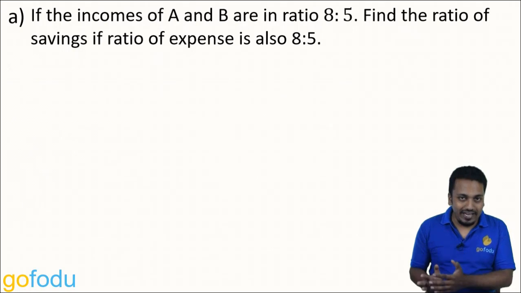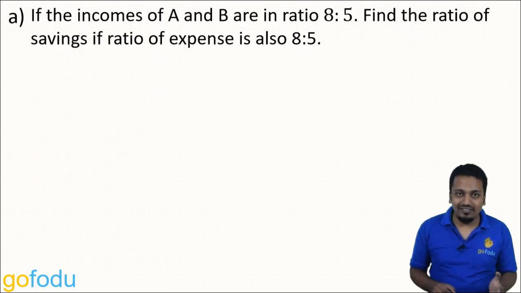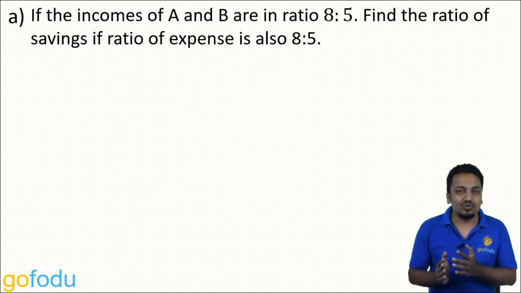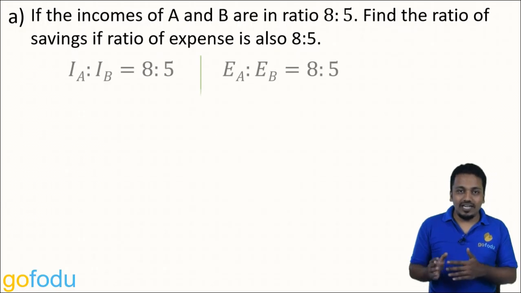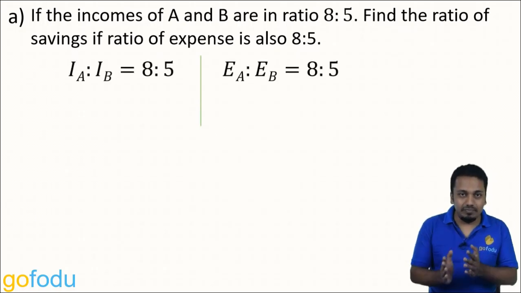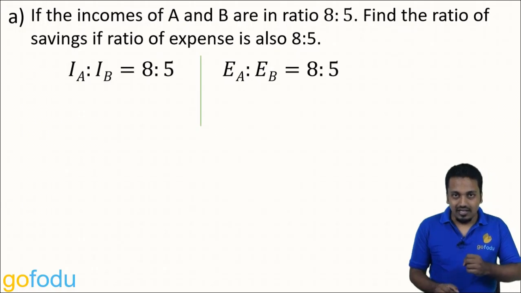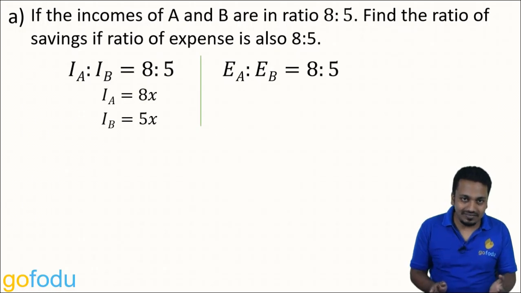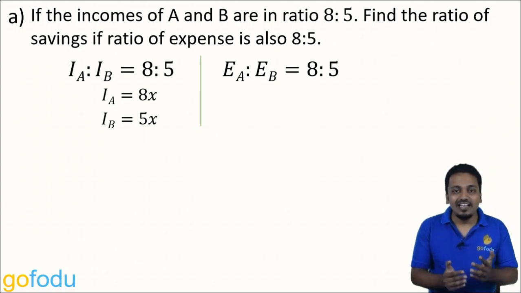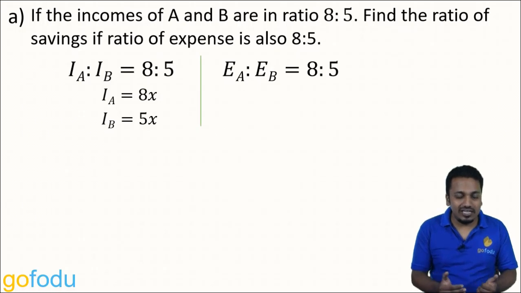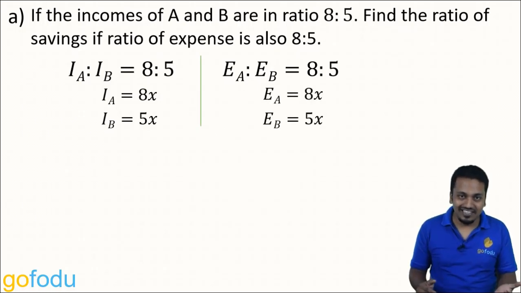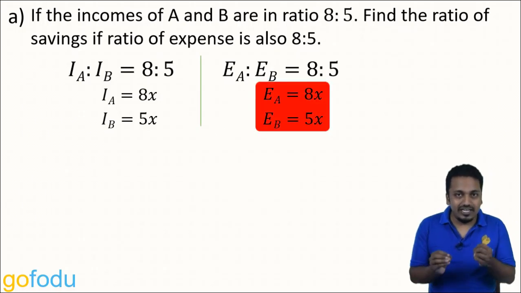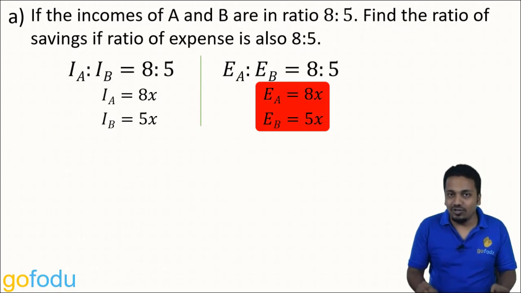If the incomes of A and B are in ratio 8:5, find the ratio of savings if the ratio of expenses is also 8:5. So ratio of income and expenses of A and B are known to us. We can assume the actual values of incomes to be 8x and 5x. Similarly, expenses can be assumed from the given ratio as 8x and 5x, right? Wrong. The two ratios, ratio of income and ratio of expenses, are independent of each other.